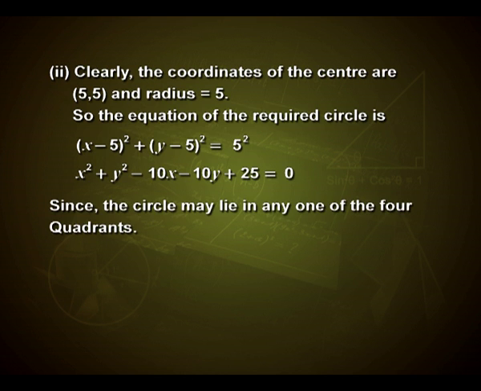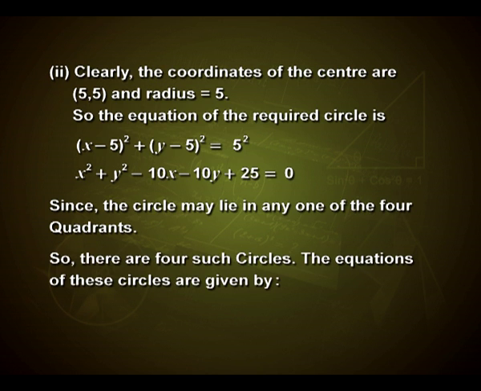Since the circle may lie in any one of the four quadrants, there are four such circles. The equations of these circles are given by x square plus y square plus or minus 10x plus or minus 10y plus 25 is equal to 0.